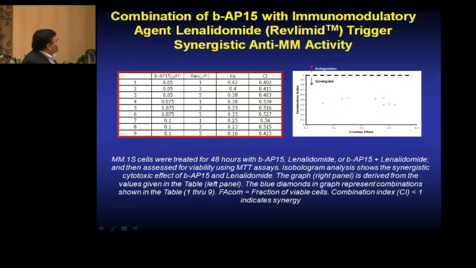Finally, we also examined various combinations of b-AP15 with available drugs. Shown here is an example. This is a classical isobologram analysis that we utilize to assess the combination degree of two agents. We calculate the CI value, which is the combination index, where less than 1 indicates synergy. In this case, we found that b-AP15 synergized with lenalidomide efficiently.